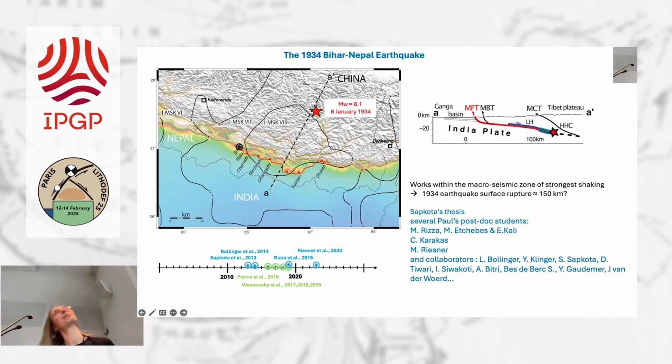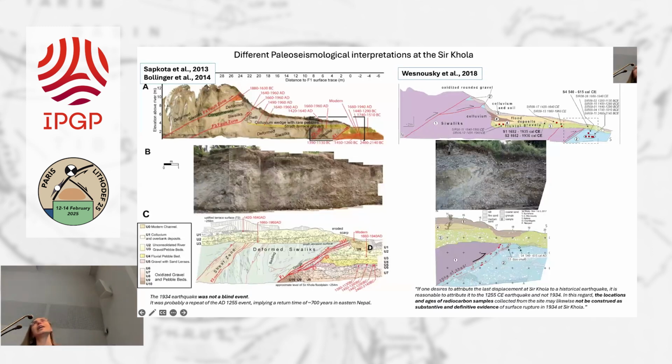So here is the Sir Kola site, where everything started for the debate. You have the results from Sapkota and Laurent Bollinger, and on the right side, the paper from Wesnousky. They disagree about the interpretation of the log, but it was not exactly the same exposure. But in fact, when you look at the papers, the big debate is about the dating, the 14C dating.